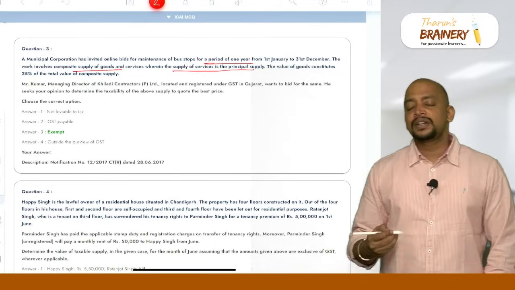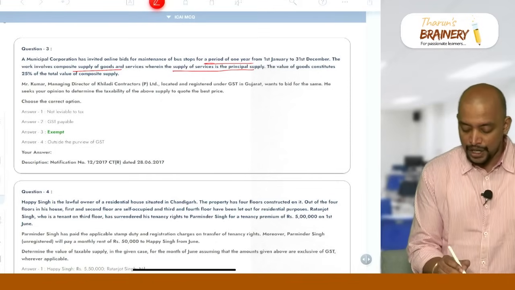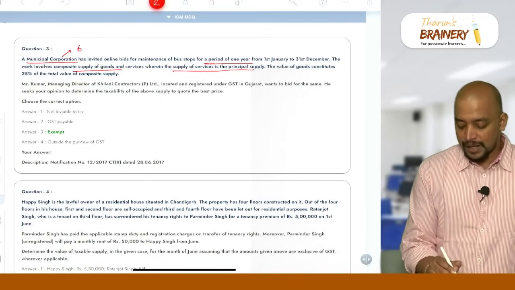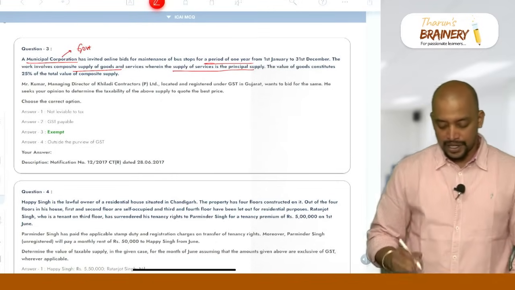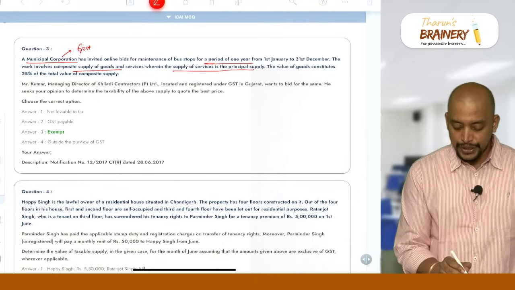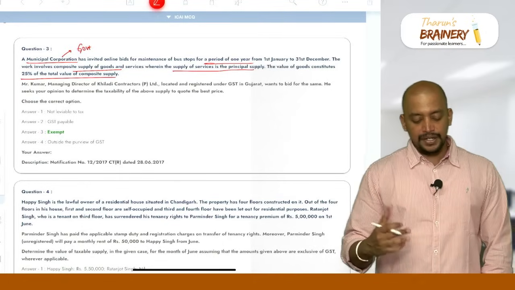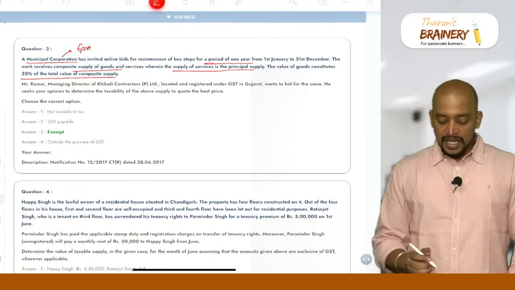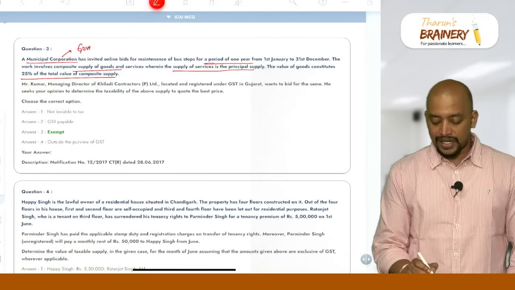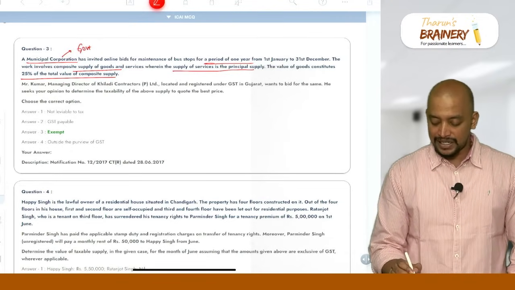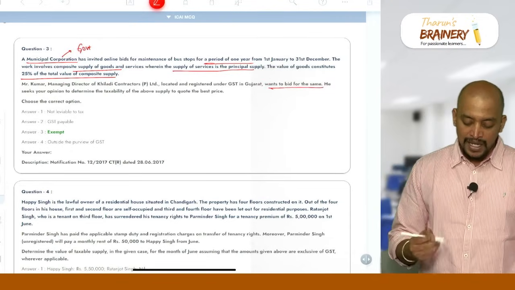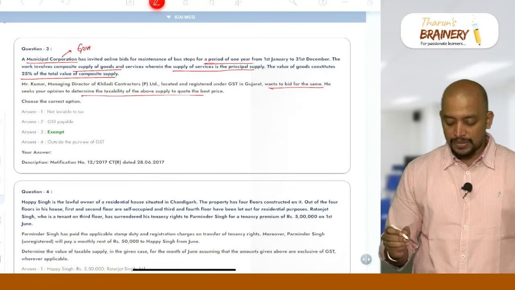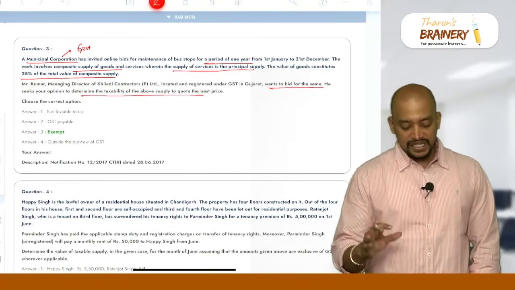And what is the meaning of government? Central government, state government or local authority. Municipal corporation will come under government, local authority, and the value of goods constitutes exactly 25% of the total value of composite supply. Mr. Kumar, Managing Director of Kiladi Contractors Private Limited, located and registered under GST in Gujarat, wants to bid for the same. He seeks your opinion to determine the taxability of above supplies to quote the best price.